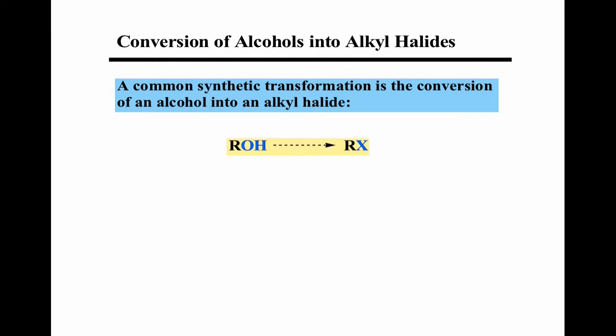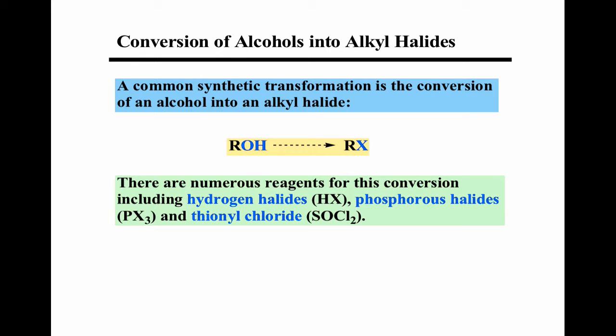So, for example, we can take an alcohol and convert it to an alkyl halide pretty easily using either the hydrogen halides HCl, HBr, HI. HF is not in that category. The phosphorus halides like PCl3, PBr3, we'll talk about those. And one of my favorite reagents, thionyl chloride. Okay, it's one of my favorite reagents.